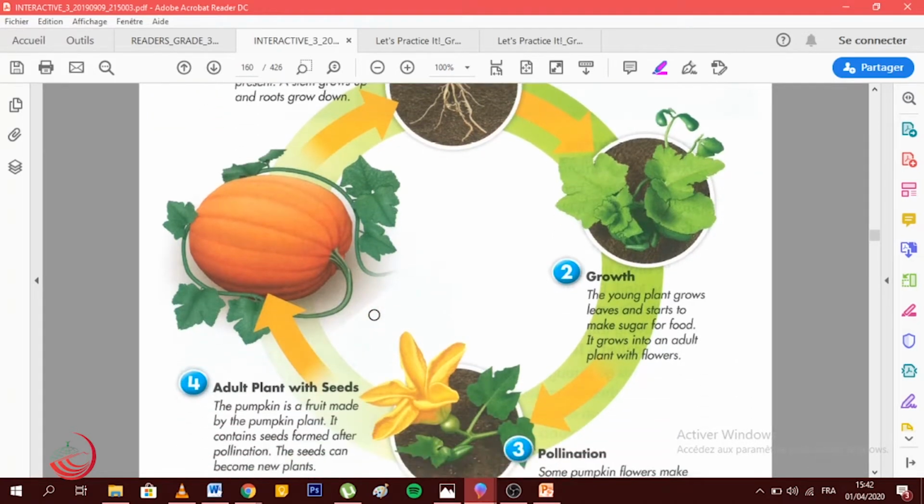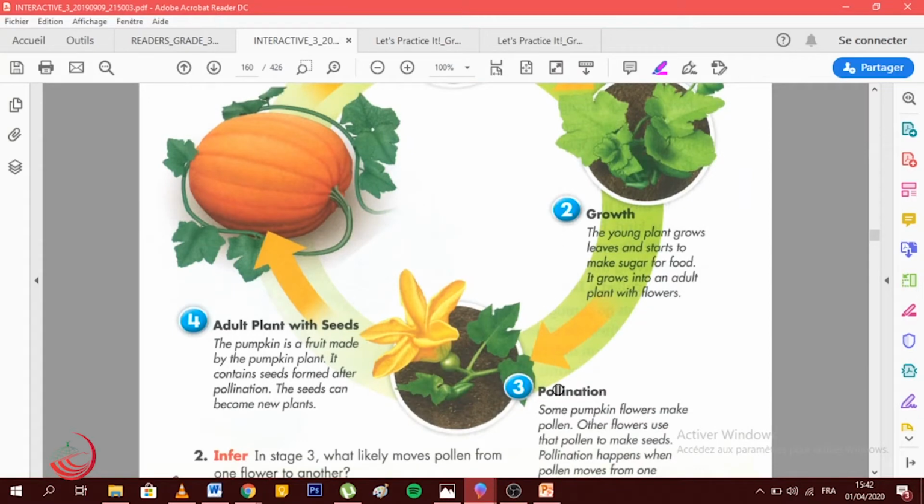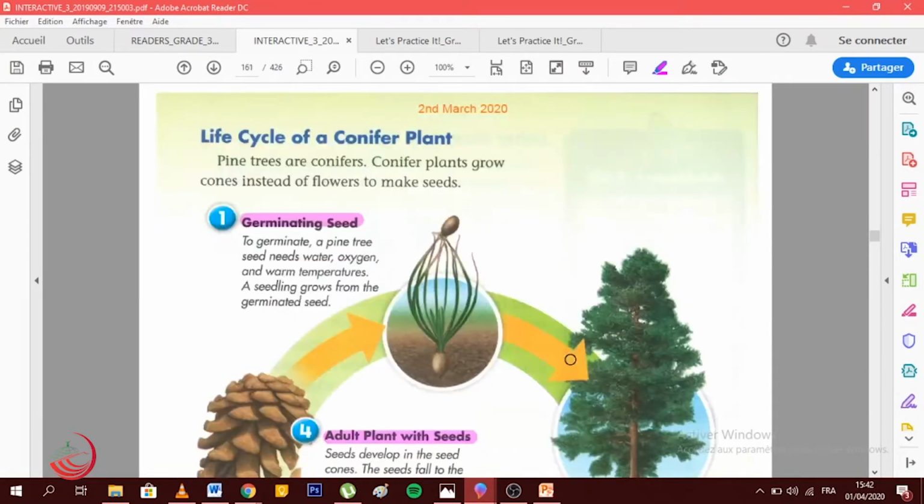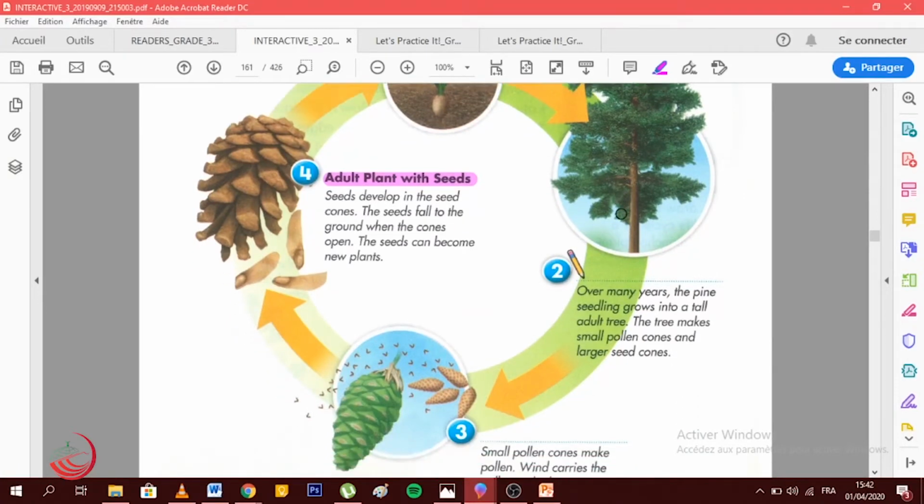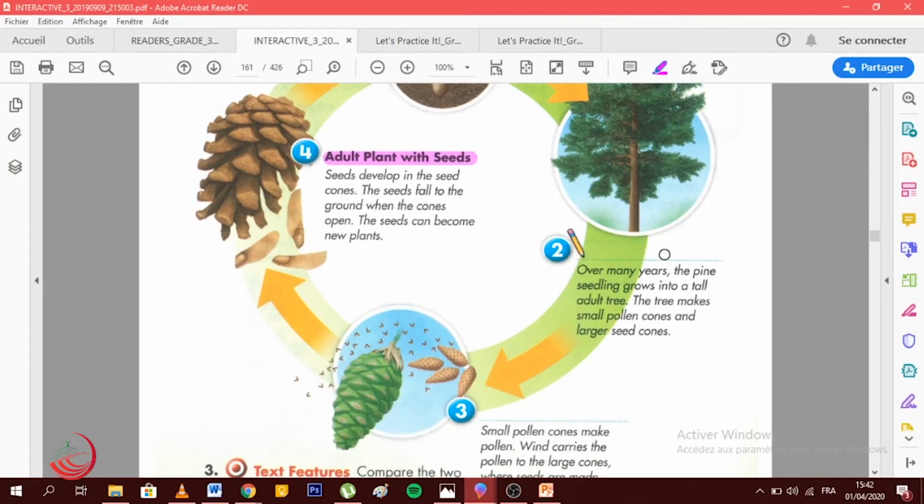So number 2 is growth and number 3 is pollination. If we come here and we see, are they the same? Like, this one, is it a growth of the tree, of the tiny plant into a tree?